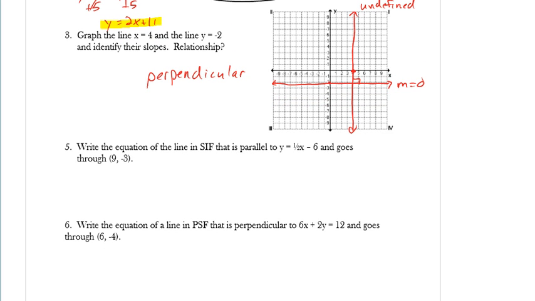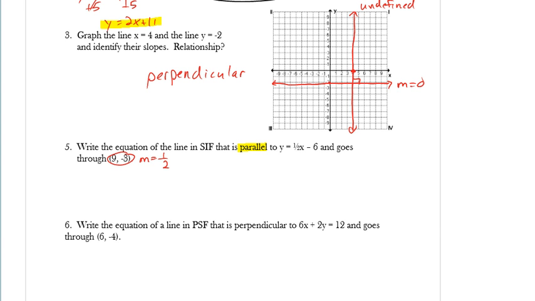Okay, a couple more. Write the equation of the line in slope-intercept form that is parallel to y equals 1/2 x minus 6 and goes through this point. Okay, so we know the point of our new line. We also know we want the slope to be parallel to this original equation. The original equation's slope is 1/2, so we want our slope to be the same. Okay, we have a point, we have a slope, pretty simple now.